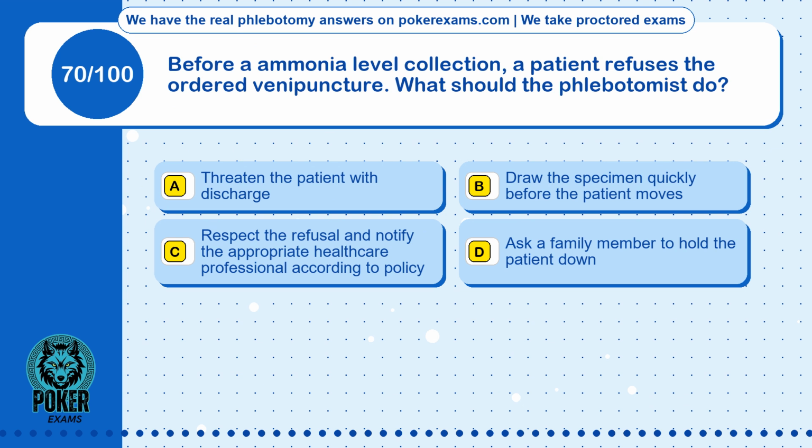Question 70. Before an ammonia level collection, a patient refuses the ordered venipuncture. What should the phlebotomist do? Option A, threaten the patient with discharge. Option B, draw the specimen quickly before the patient moves. Option C, respect the refusal and notify the appropriate healthcare professional according to policy. Option D, ask a family member to hold the patient down.